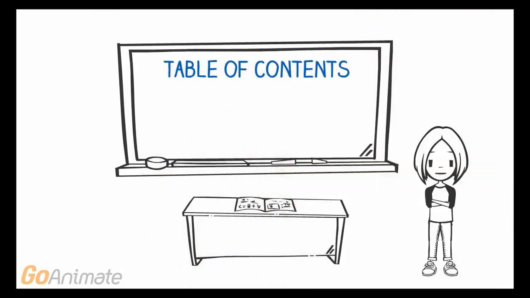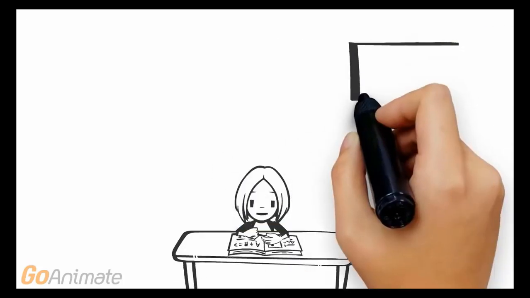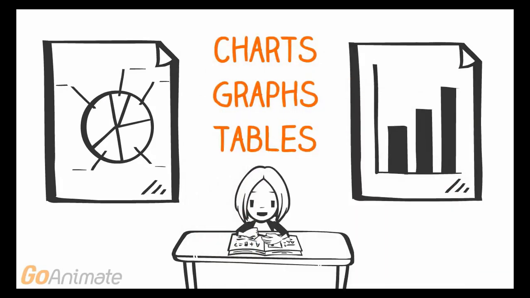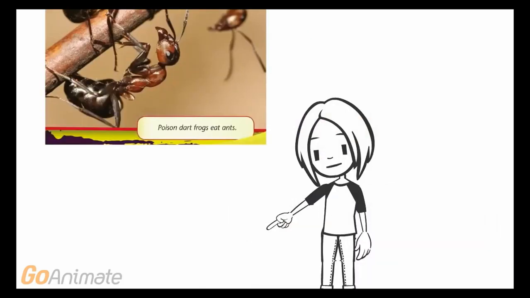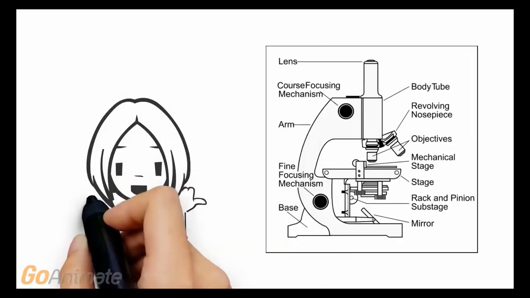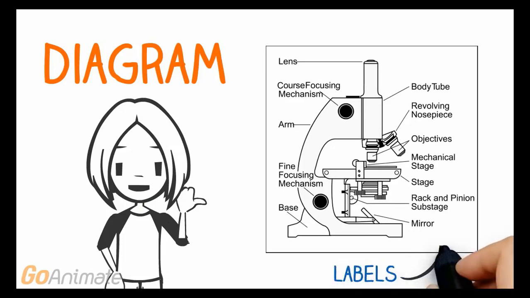The beginning of a nonfiction book or article often has a table of contents. The table of contents tells you on what page each chapter or section begins. Nonfiction materials use lots of tools to share information. Charts, graphs, and tables organize data and statistics to make it easier to read. Photographs and illustrations often have captions underneath them. Captions give more information about the picture. A diagram is a simple drawing that shows the parts of something or how it works. Diagrams have labels that tell you what each part is called.